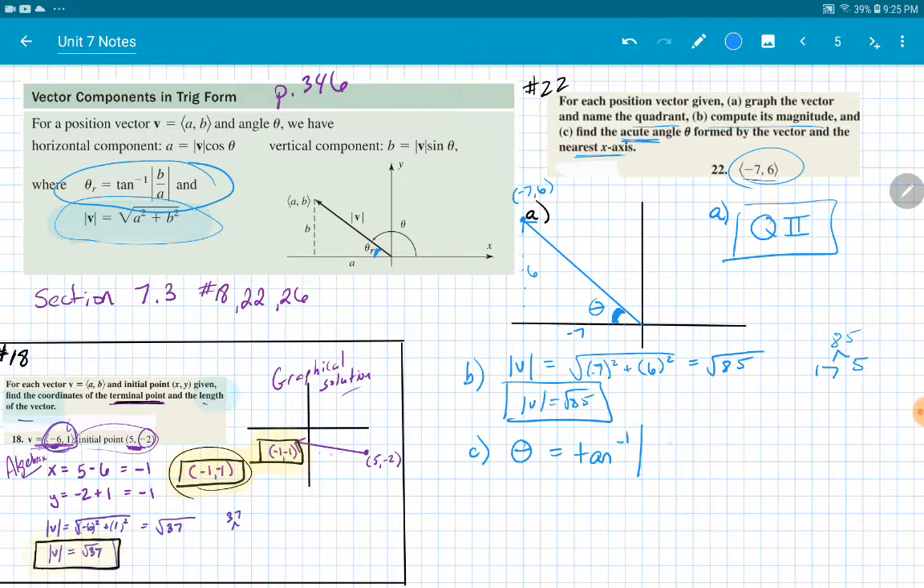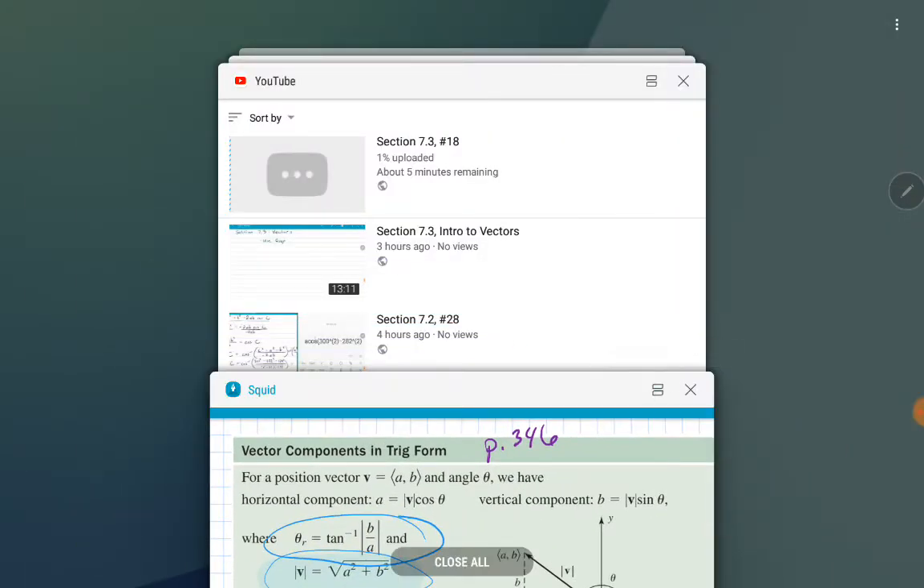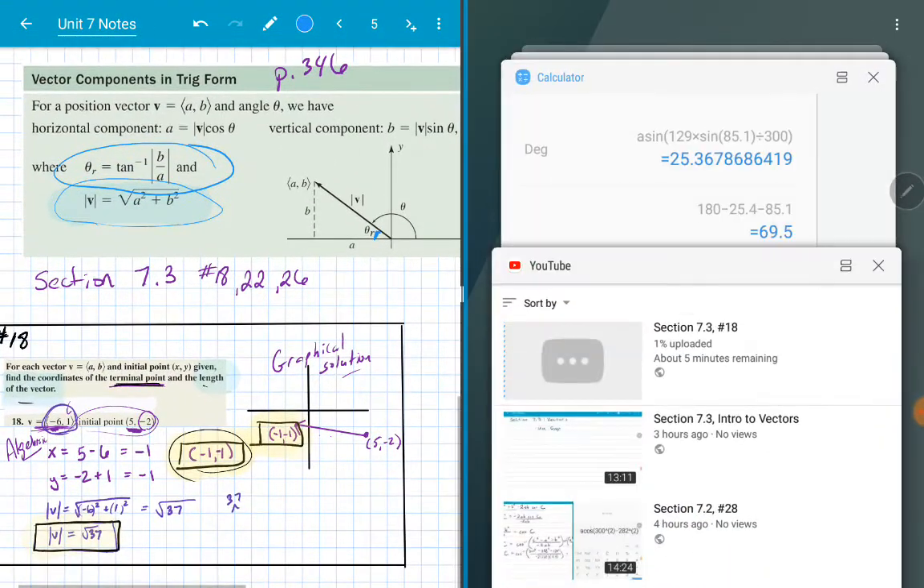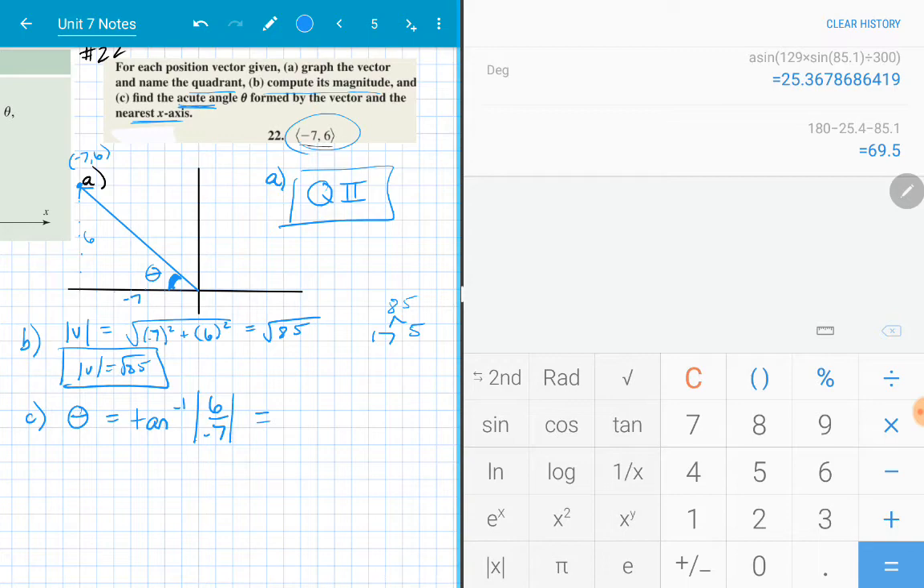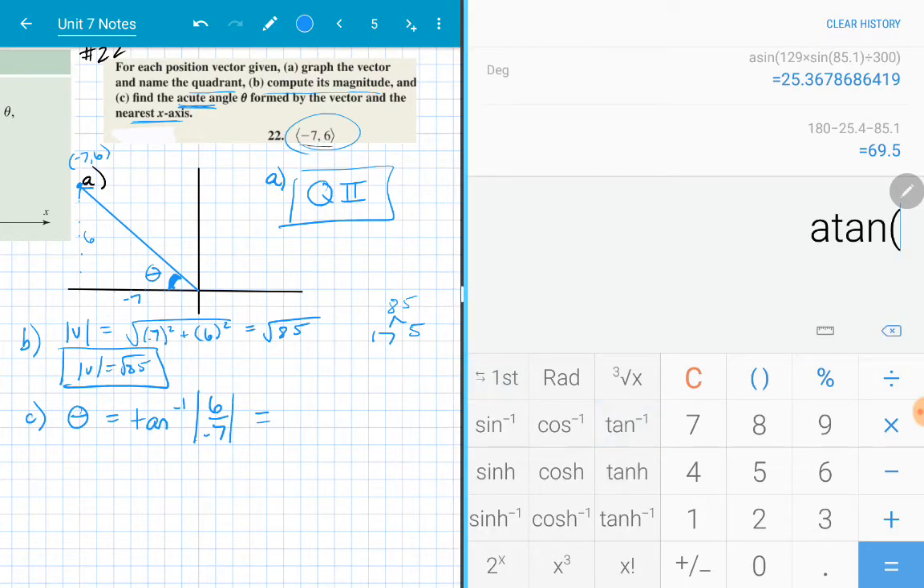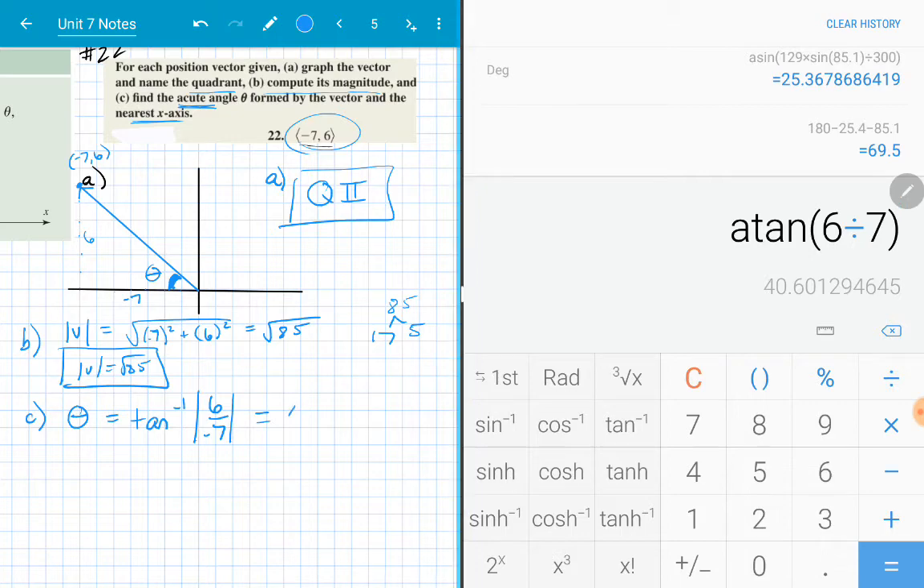B over A, which is 6/7. Since it's an absolute value, I can leave the sign there, but don't need it since it's an absolute value. So I'm going to do my calculator for that one. All right, so, oops, where'd it go? There we go. So we got tan inverse of the absolute value of 6/-7, which is just 6/7, which gives me 40 degrees. Oh, 40.6, rounding to the nearest tenth.